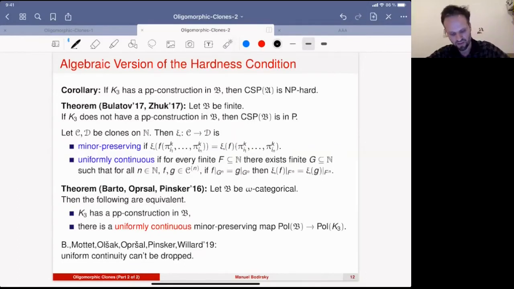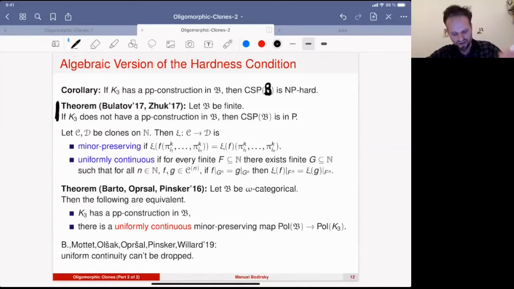So we have seen already previously that if K3, which has an NP-complete CSP, is PP constructible in my structure B, finite or infinite, doesn't matter, then CSP of B is NP-hard as well. There's a typo here; this should be CSP of B. And this is precisely the condition for hardness for finite domains verified by Bulatov and Zhuk.